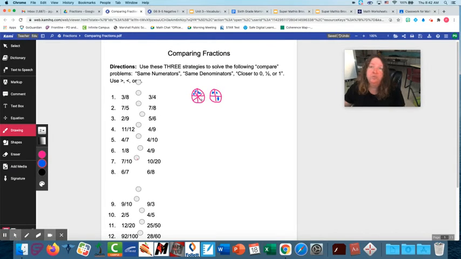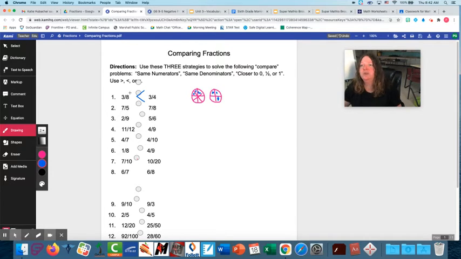3 eighths more or 3 fourths more? Well, I'm hoping you're saying 3 fourths is more. And remember, the alligator mouth eats the bigger number. So 3 fourths is more. So that mouth is going to face towards the 3 fourths.